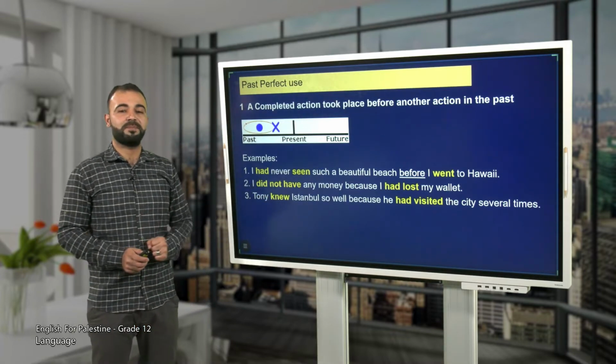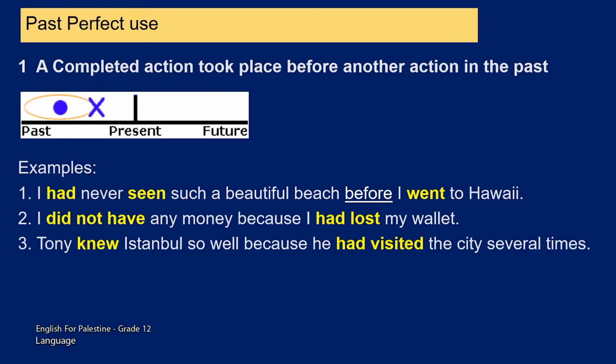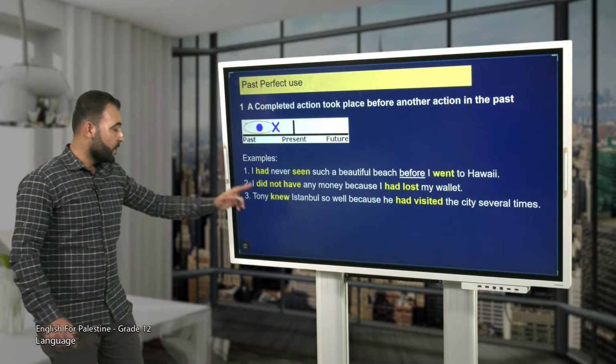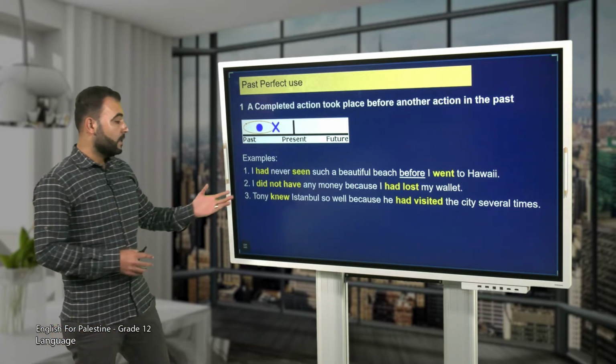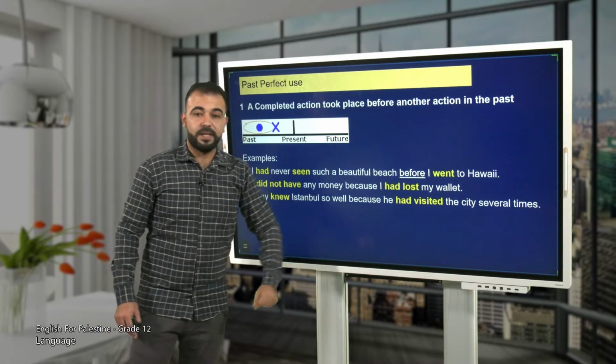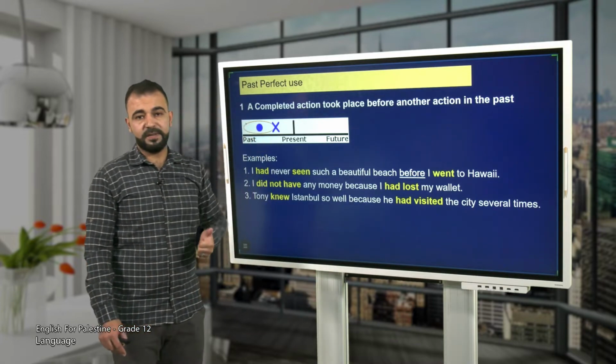This is the point. Number 3, Tony knew Istanbul so well because he had visited the city several times. Knew is the past form of the verb know. And had visited is the past perfect tense.